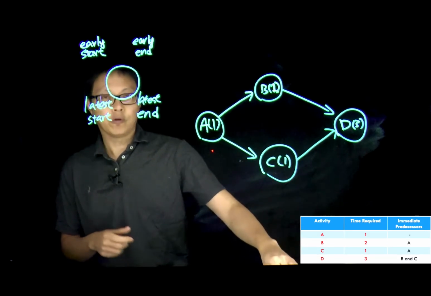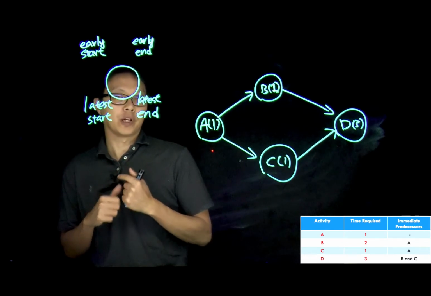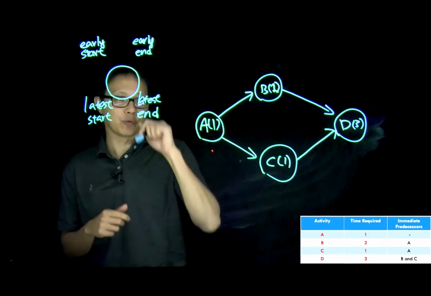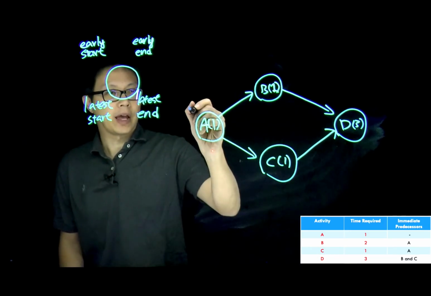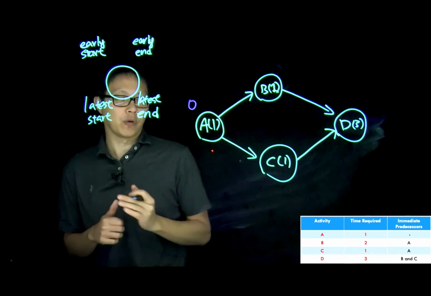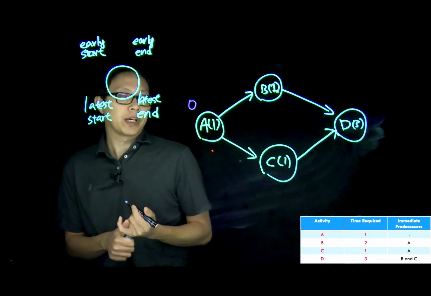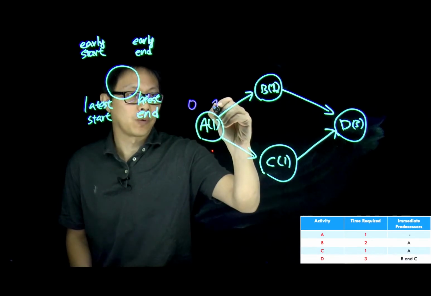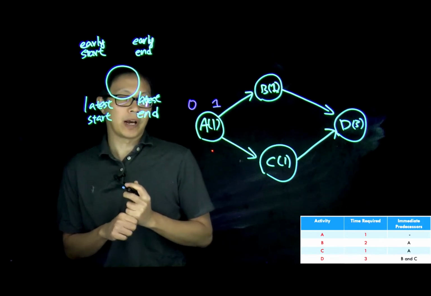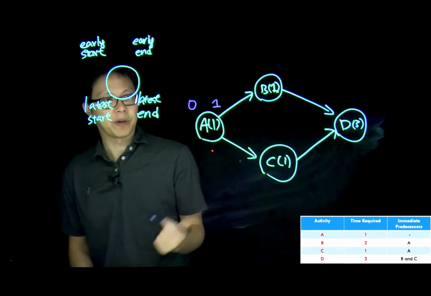Now, when you are trying to calculate the early start time and the early end time, we always want to start from the very first node. So in this case, we start from A, and we start from 0 because that's the beginning of the whole project. The total duration will be 1, which means the early end time will be 1. Now we want to work on the next node, which can be either B or C. Let's work on B first.